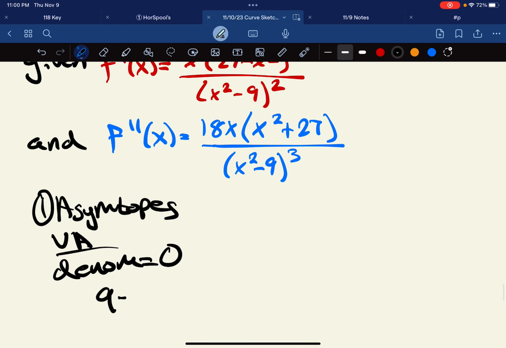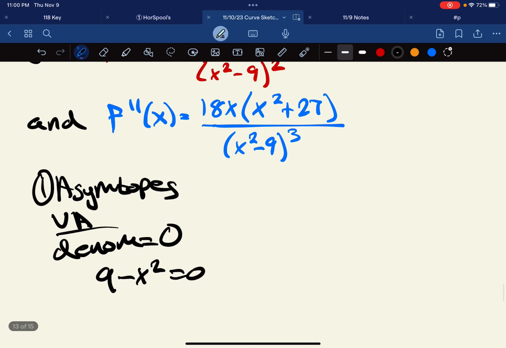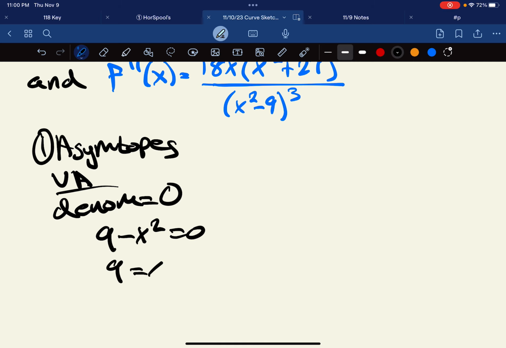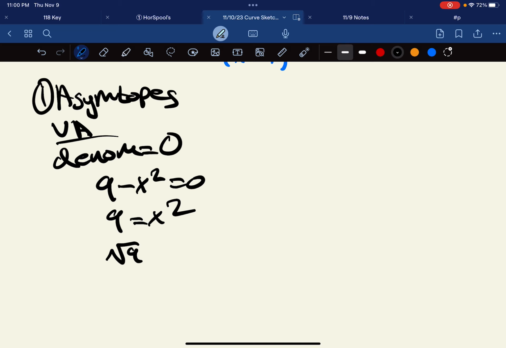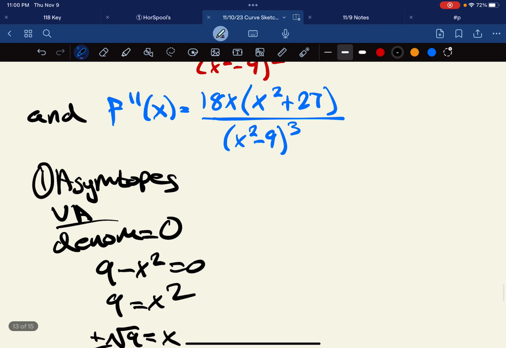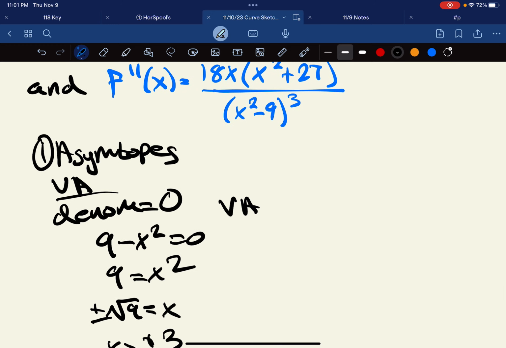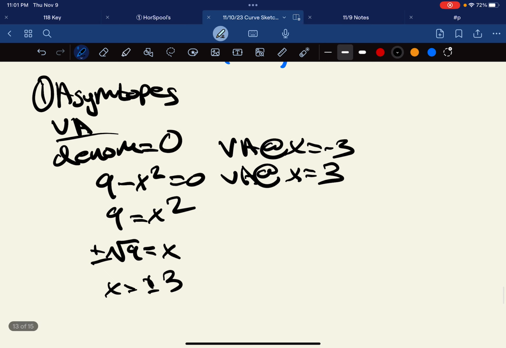So 9 minus x squared equals 0. Let's see where we have our vertical asymptote. We're going to get 9 equals x squared. So plus or minus the square root of 9 equals x. So then x equals plus or minus 3. Those are going to be our two vertical asymptotes. We're going to have a vertical asymptote at x equals -3, and then a vertical asymptote at x equals regular 3, positive 3.